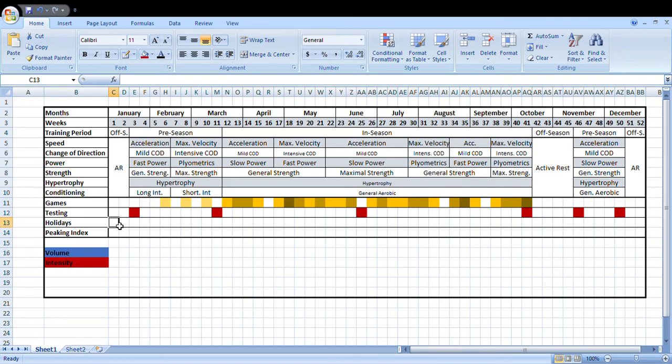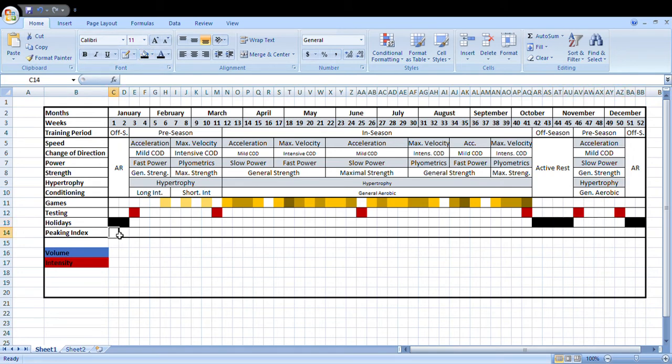The second last part is just our holiday periods. So we're just going to say that during their off-season periods they're on holidays. I think it's a well-deserved break for a lot of players because they get pretty smashed throughout the season. So we'll say they can have their holidays whenever they have their off-season.